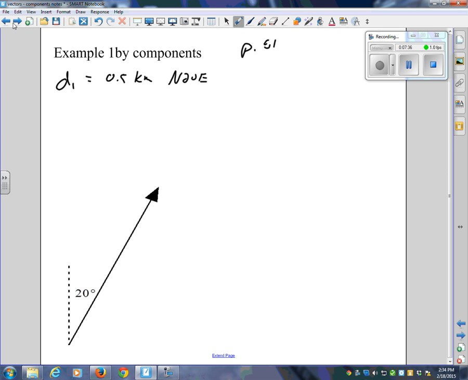She then trudges over to her friend's house 0.3 kilometers away, due west from the school. So D2 is 0.3 kilometers due west. And then there's a third displacement to the mall, 0.8 kilometers west 57. I think if you just get those three down, that's all you really need. Basically what they're saying is, here are three vectors, let's add them together.